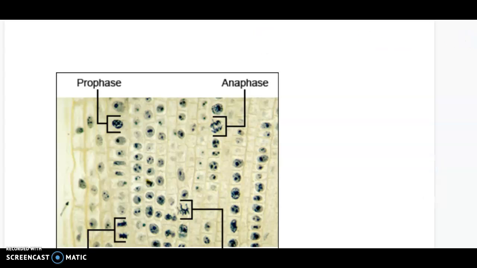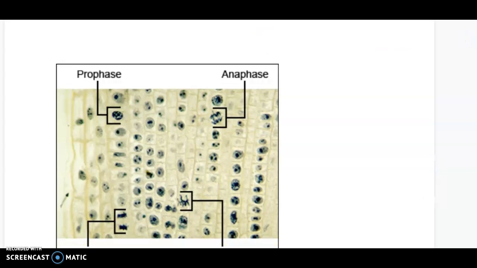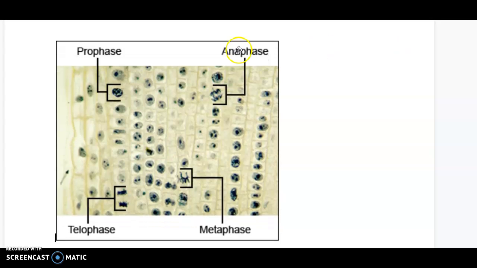Here is a picture of the other phases of the cell cycle. You see on prophase, the nuclear envelope is still intact, but you can see the chromosomes, the dark black splotches, those are the chromosomes that are becoming visible. So that's how you know that is prophase, because the chromosomes are starting to become visible, but the nuclear envelope is still intact. Metaphase would be here.